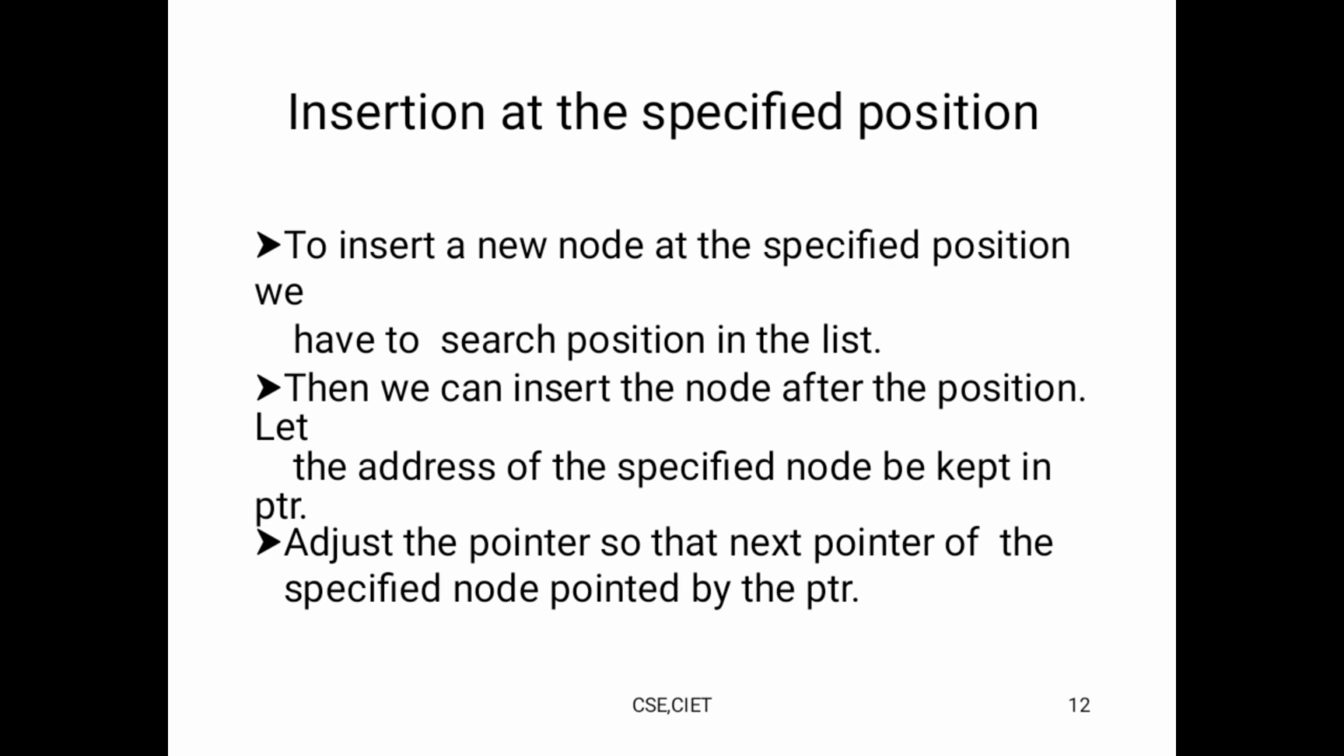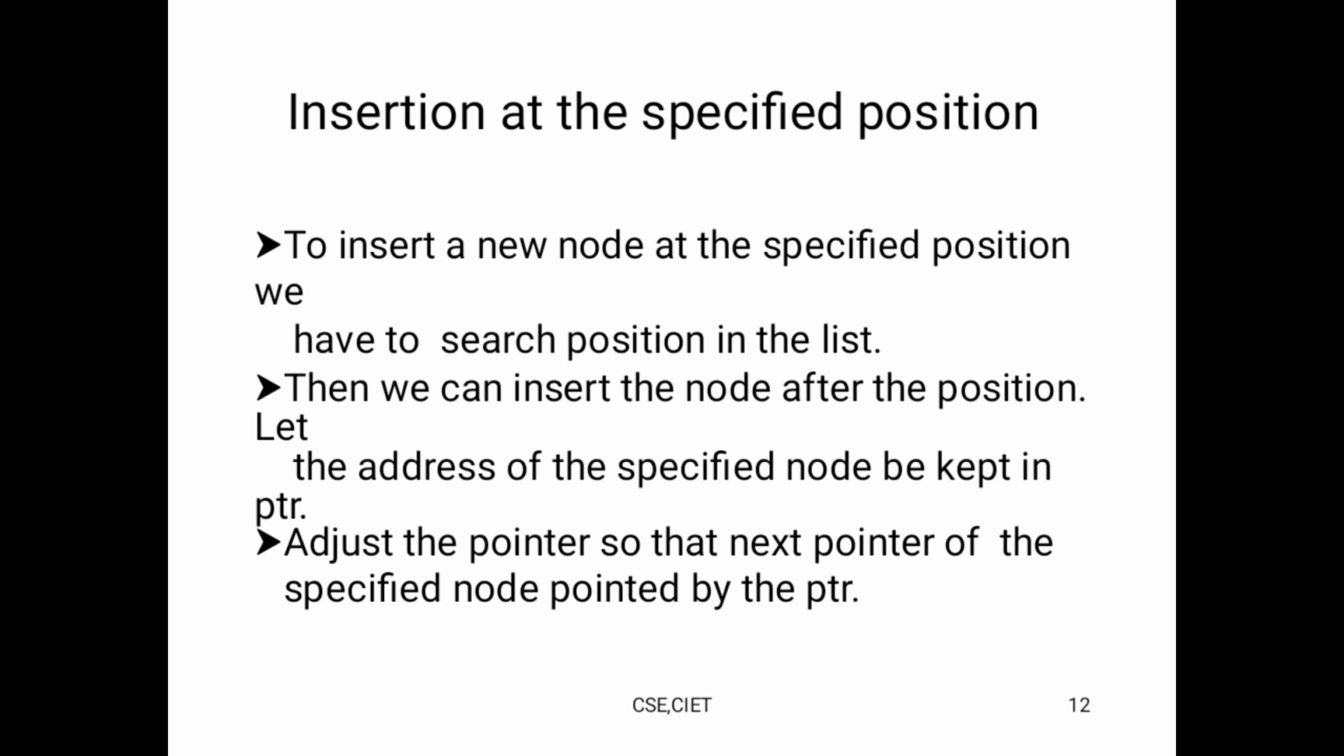And after that, the next pointer of the specified node is pointed to by the pointer. So in that way we have to store the address of the particular node information in the pointer. And after that, while we are inserting the node, for that node again we have to adjust that pointer. So in that way, the next pointer of the specified node is pointed to by the pointer.